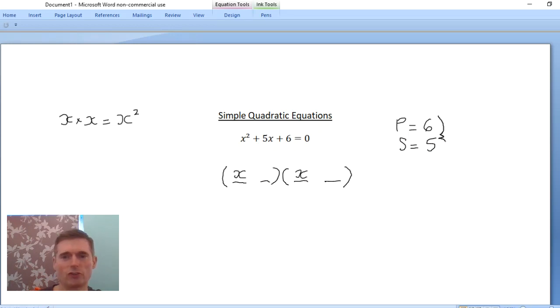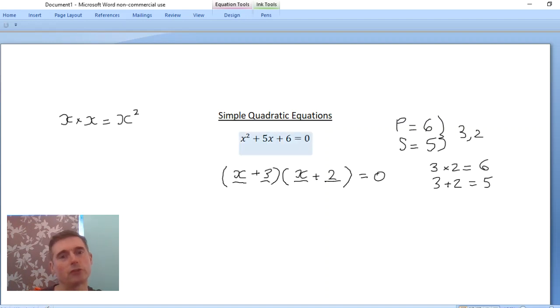And we've got to do just a little bit of mental gymnastics there in order to think of two numbers which will multiply to make 6 and add to make 5. And I hope you can see that it's 3 and 2, because 3 times 2 will give us 6, and 3 plus 2 will give us 5. Okay, so those are our numbers that go in the brackets there. We've got a positive 3 and a positive 2. And these are still equal to 0.